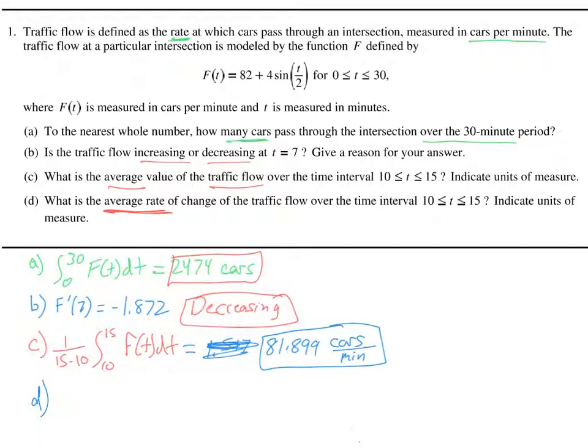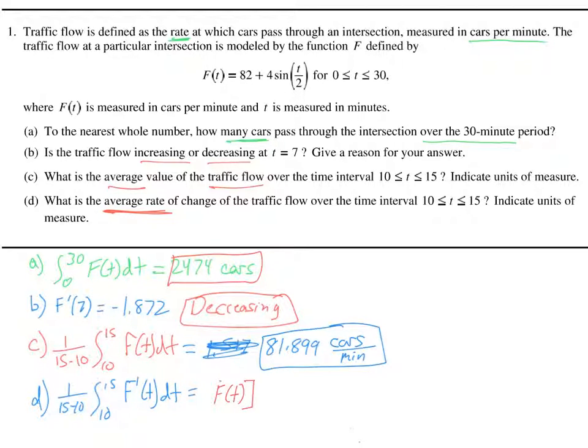So for D here, I'm still going to do 1 over 15 minus 10 from 10 to 15, right? Same interval. But I want the rate function, so aren't I going to take the derivative of f? Now, there is a shortcut to this one. Some of you know how to find average rate without doing what I just did. But this is average rate. What the shortcut is, well, when you integrate f prime, don't you get f?